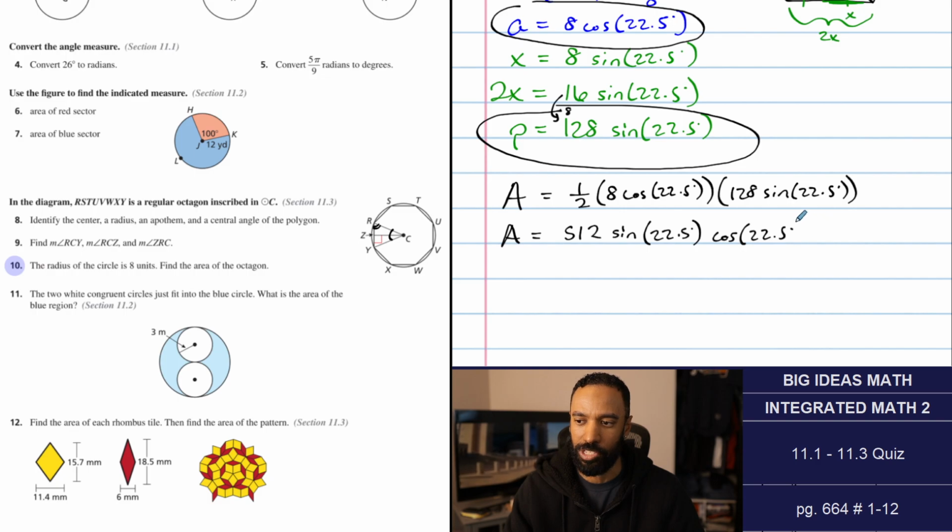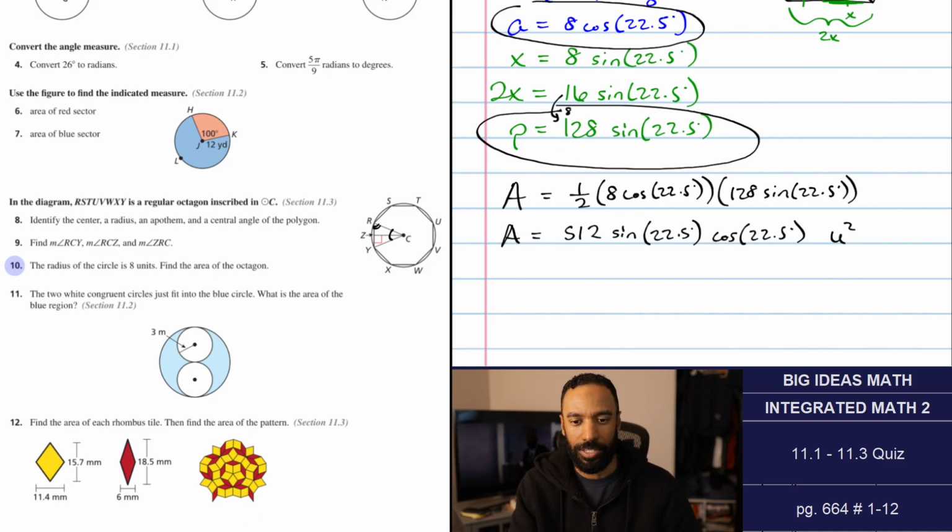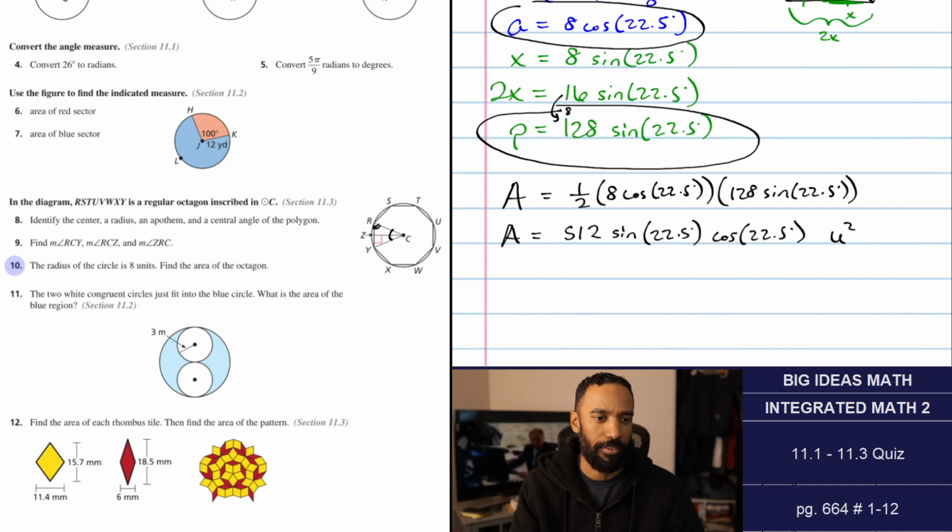That's an exact answer. They didn't mention any actual units. They just said 8 units. So this would be in square units as an exact. If I use the calculator, make sure your calculator is in degrees, by the way, when you're doing this, not in radians. Let me check mine. Mine's in degrees. So I'm going to do 512 times the sine of 22.5 degrees times the cosine of 22.5 degrees.